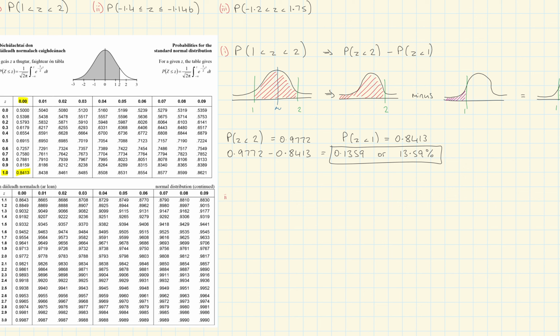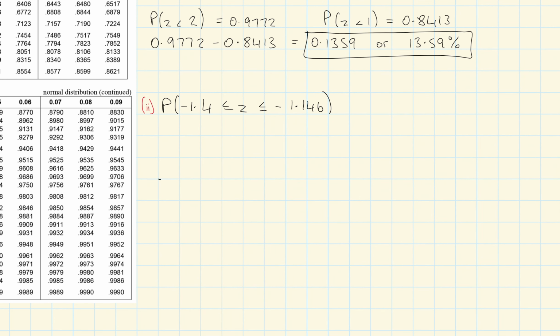Part 2 now. We're asked for the probability minus 1.4 less than or equal to Z less than or equal to minus 1.146. Okay, we'll draw a quick sketch again. So we have, let's say that's minus 1.4, and then here minus 1.146. So we're being asked for the area in between here.